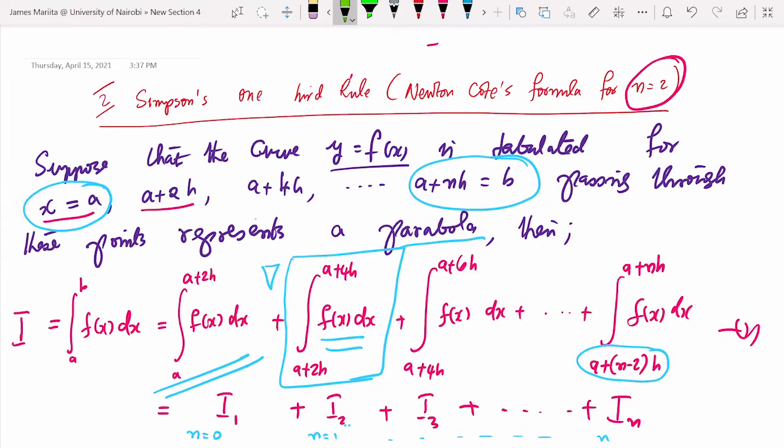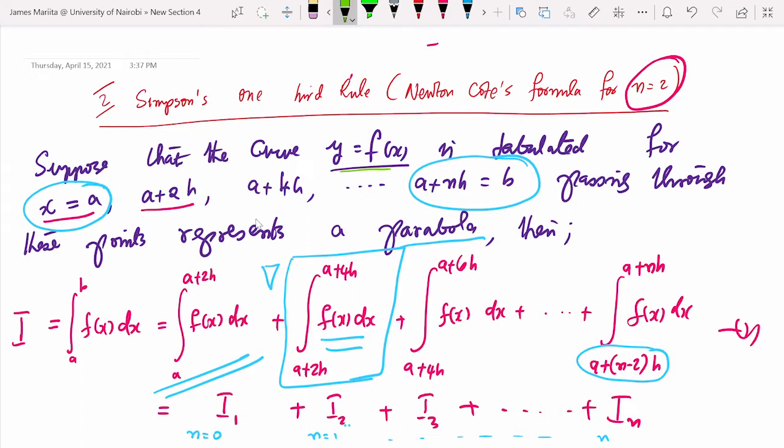Sorry, we were supposed to start from Simpson's rule, or 1/3 rule, which is the Newton-Cotes formula for n equals 2. Sorry, n equals 3 is what we are supposed to be doing today, but this is what I wanted to review again. So we have this function y equals f of x. Then we have for the values x equals a, x equals a plus 2h and so on. Then this is passing through the points which represent a parabola.